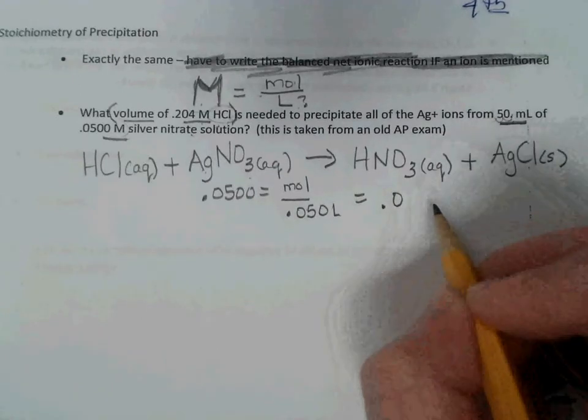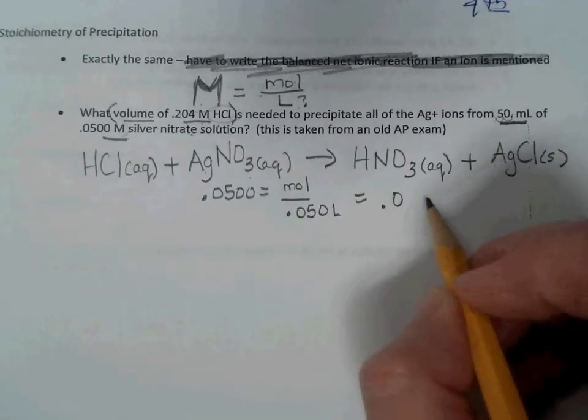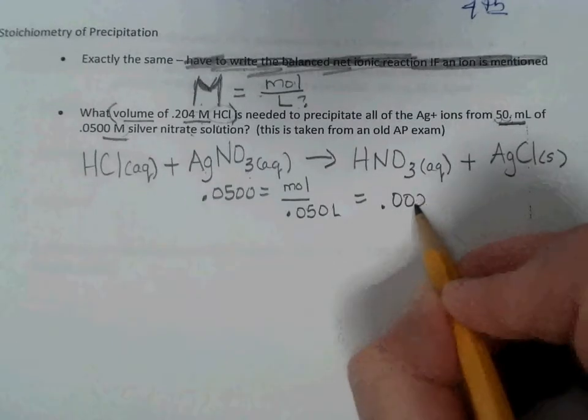What am I doing? It's just 0.05 times 0.05, right? So it's 2.25.